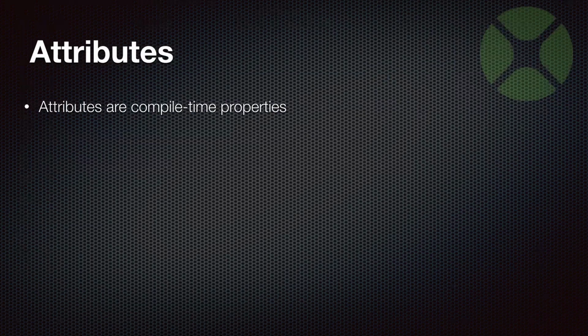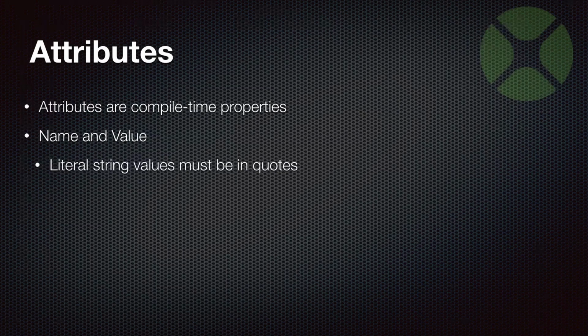Attributes are essentially compile time properties. They're things you can put on most things that are in Xojo, classes itself, methods, and they allow you to specify some setting right in the Xojo IDE, and then you can look them up later when your app is running. So you can set a name and a value. And if your value is a literal string, then you make sure you put it in quotes. And then in your code, you can look these attributes up using introspection.